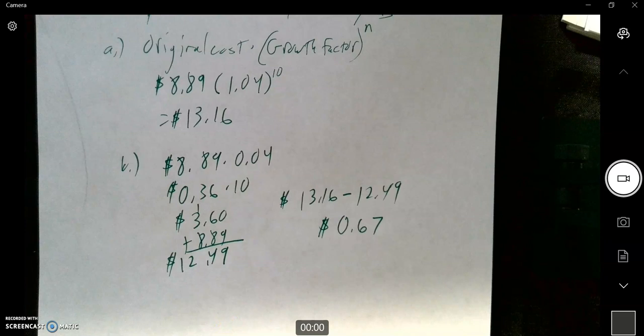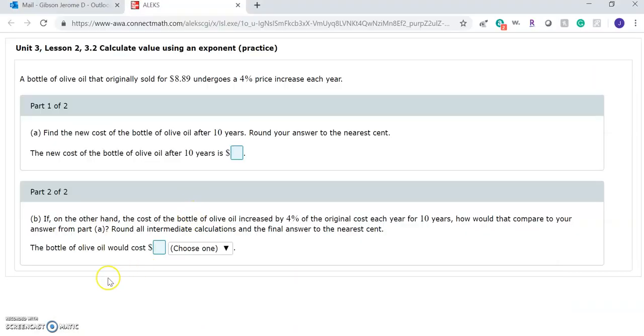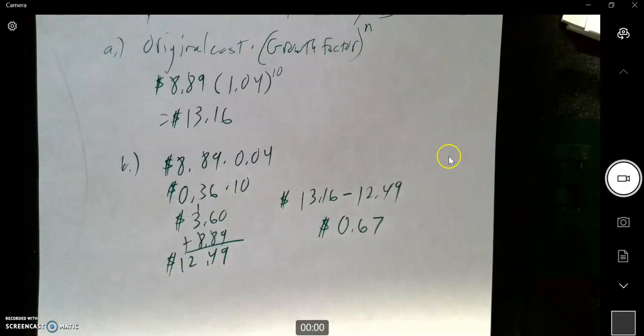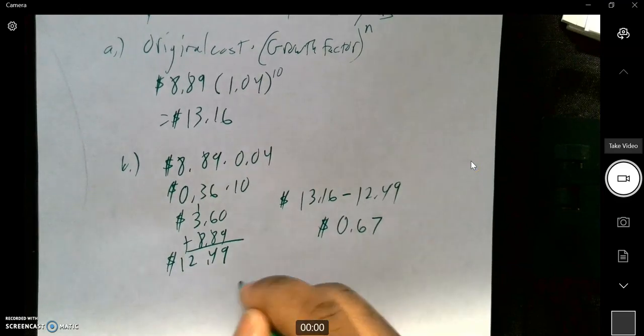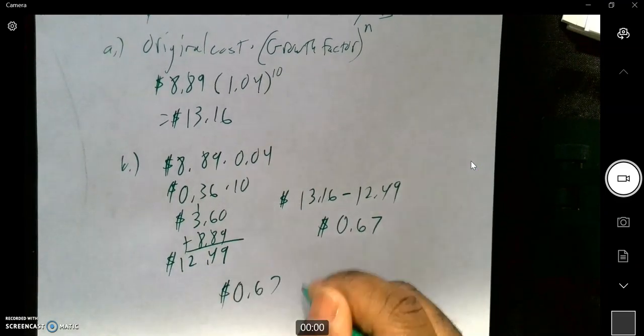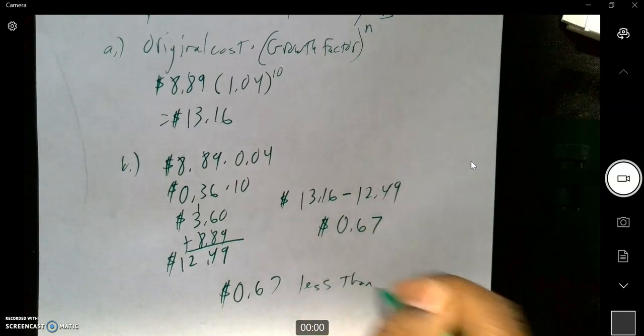So we look here at our question, and it says, if on the other hand, the cost of the bottle of olive oil increased by 4% of the original cost each year for 10 years, how would that compare to your answer from part A? Now we saw that part A is larger than part B. So what we would say is the bottle of olive oil would cost, and then we will put this in here. And depending on how it's written, I do believe that it will have a comparison of A to B. So it'll be 67 cents less than part A.